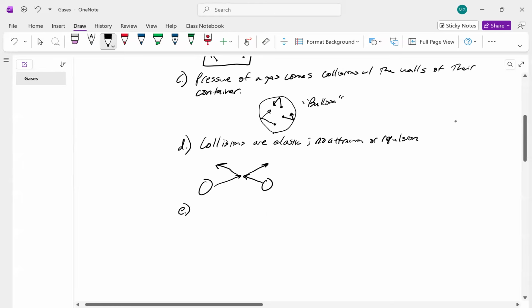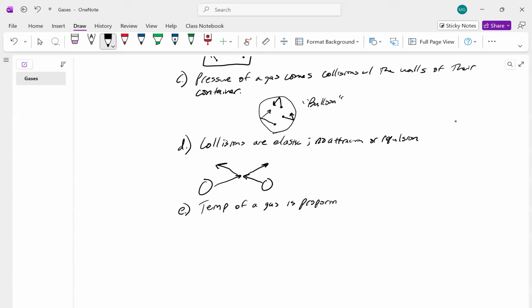And then finally, the last one we'll look at is that the temperature of a gas is proportional to the kinetic energy of the gas molecules. And the way to think about that is that a gas that's at a higher temperature, or a hotter gas, is moving faster than a colder gas.